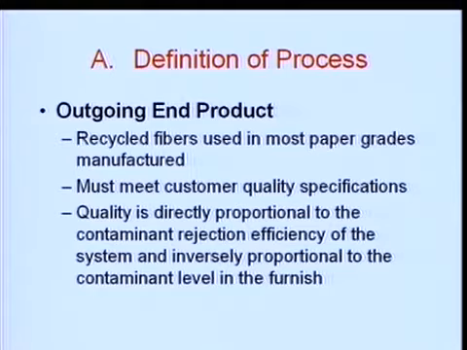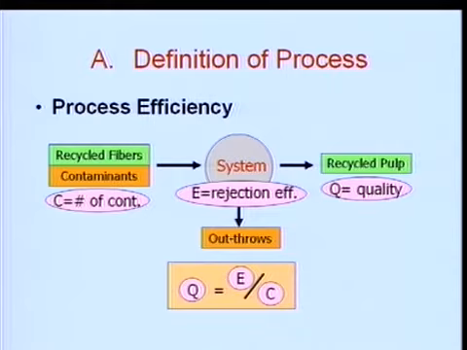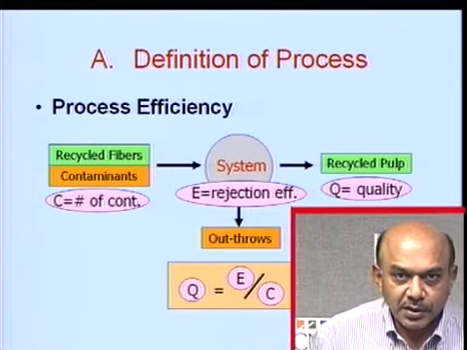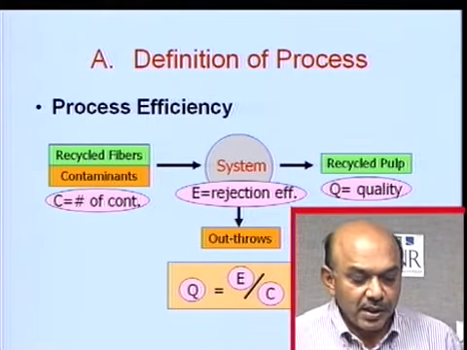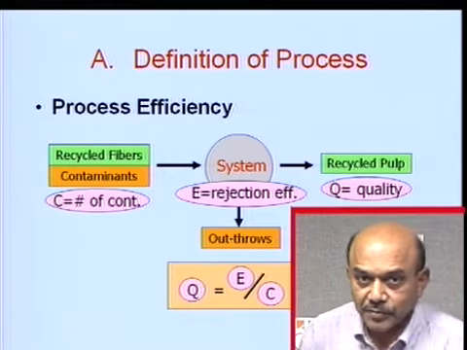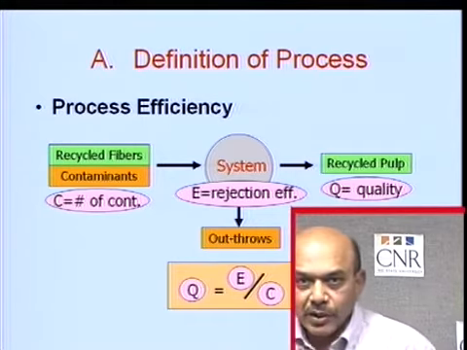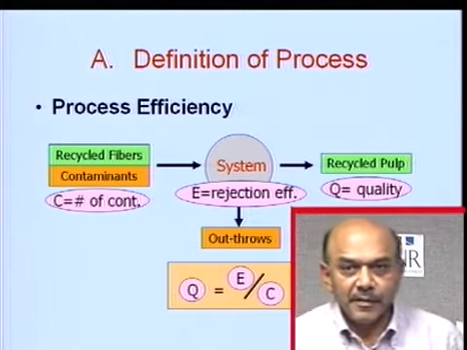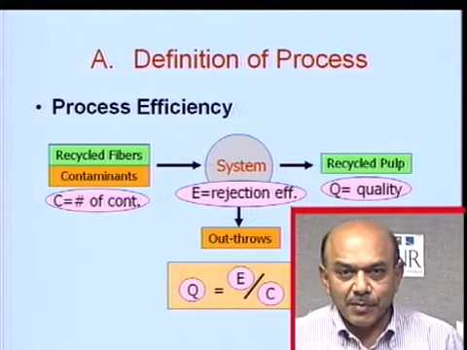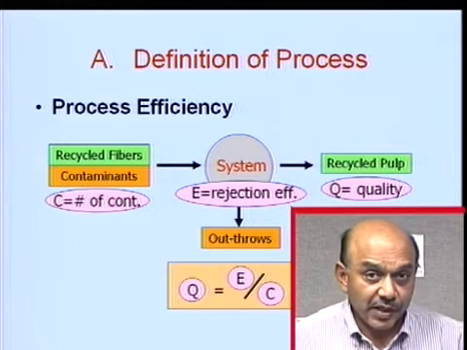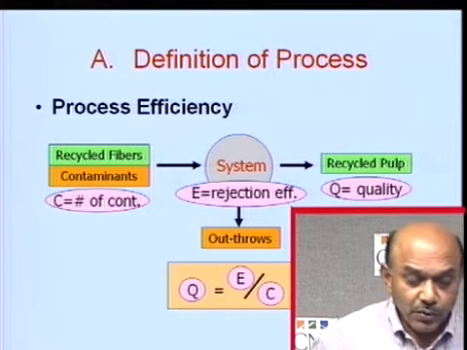So the quality here is directly proportional to the contaminant rejection efficiency of the system and inversely proportional to the contaminant level in the furnish. What does that mean? In a system, if C is the number of contaminants coming in, E is the rejection efficiency of the entire system, and Q is the end product quality that you must have. And how do you define quality? It can be many different ways, but right now we are not trying to define quality; basically we are saying Q is equal to E over C.